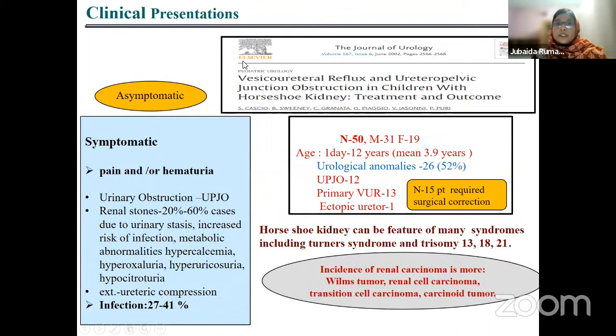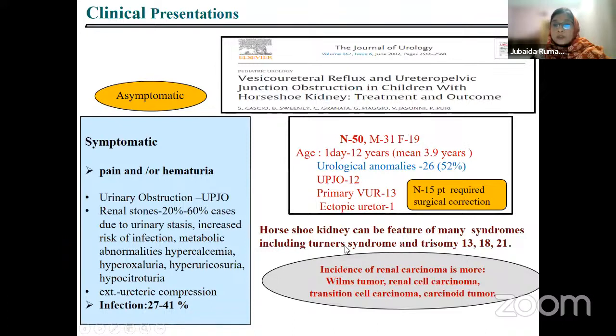So in most cases, horseshoe-shaped kidney patients come to us asymptomatic. Incidentally, we diagnose the case, but when there is some association like ureteropelvic junction obstruction, renal stone, or vesicoureteric reflux, the patient can present with urinary tract infection, and they also come to us with pain, hematuria, and UTI-like features. And renal stones are common, around 20 to 60% in horseshoe-shaped kidney, due to urinary stasis, increased risk of infection, and some metabolic abnormalities like hypercalciuria, hyperoxaluria, hyperuricosuria, and hypocitraturia.